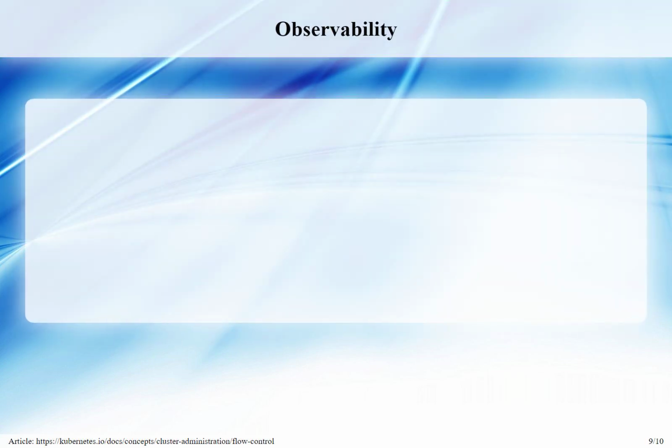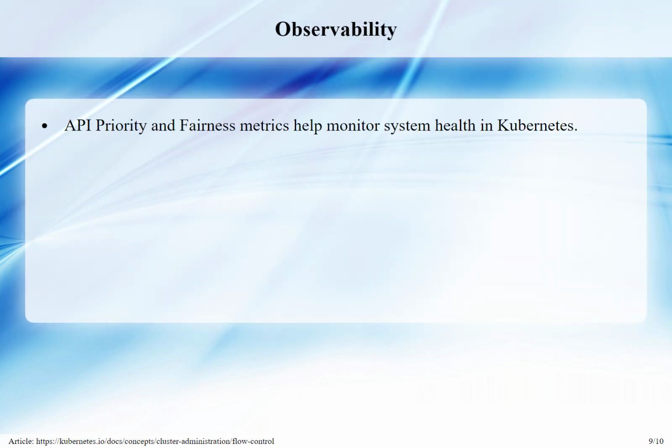Observability. API Priority and Fairness metrics overview. In versions before Kubernetes version 1.20, label names for key metrics were inconsistent. Enabling the API Priority and Fairness feature in Kubernetes allows the kube-apiserver to export metrics that can help in monitoring system health and traffic handling. This ensures no critical traffic is unduly throttled and identifies problematic workloads.